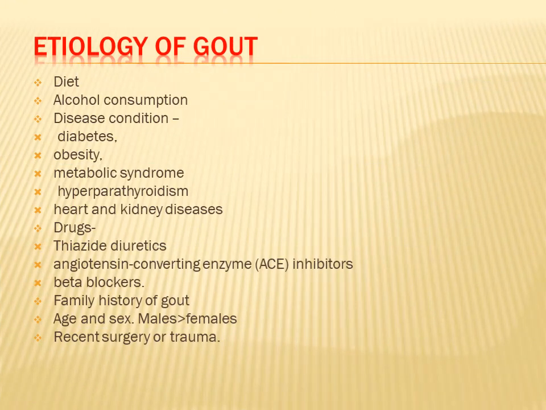The etiology of GOUT means the risk factors associated with GOUT or the causes of GOUT. It may be due to diet, alcohol consumption, some disease conditions like diabetes, obesity, metabolic syndrome, hyperparathyroidism, heart and kidney disease, and some drugs like thiazide diuretics, angiotensin converting enzyme inhibitors, beta blockers, and due to family history, age and sex. Mainly males are affected with GOUT more than females, and GOUT may also occur due to some surgery and trauma.